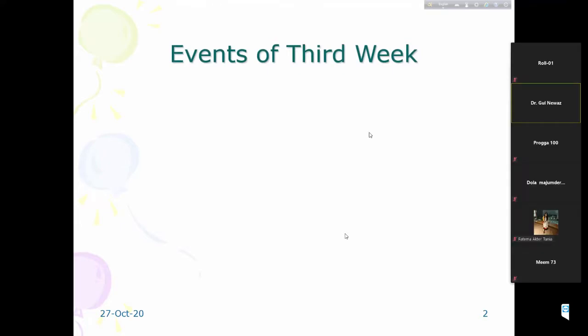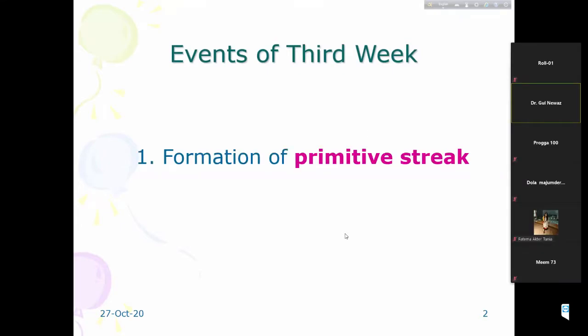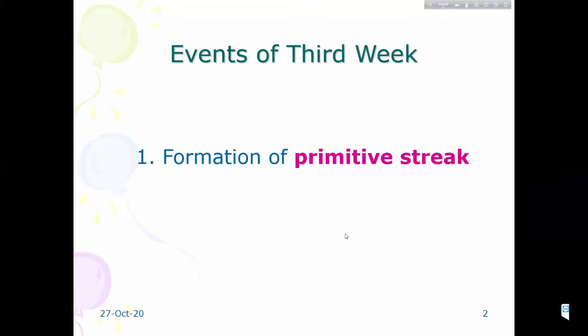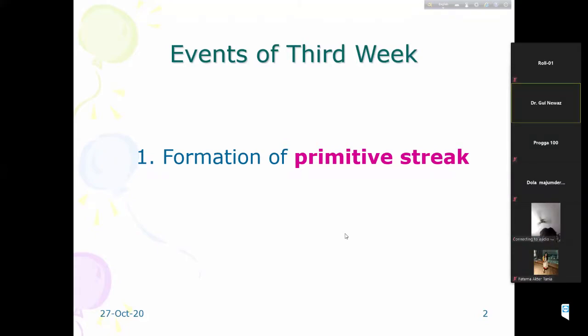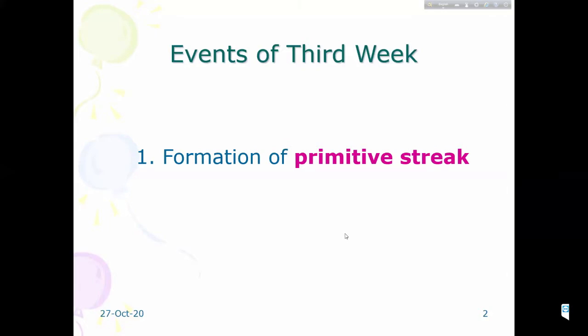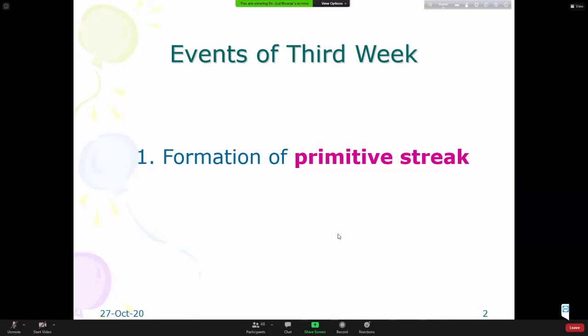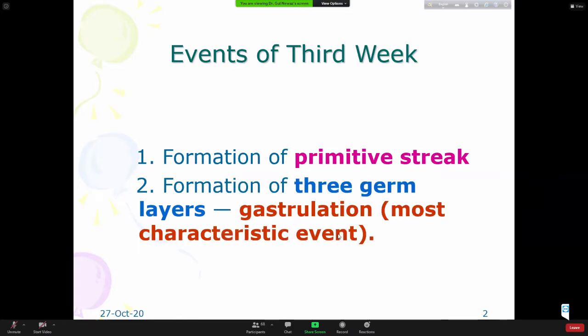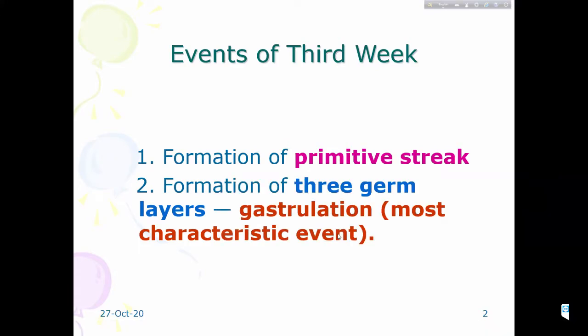So what are the events of third week? Number one, try to remember the events of the first, second, and third week, and write them down. The events of third week start from day 15, so day 15 to 21. Number one is the formation of primitive streak. Number two, formation of 3 germ layers.